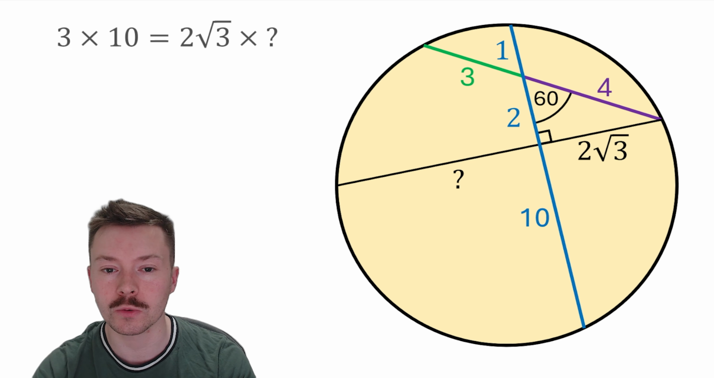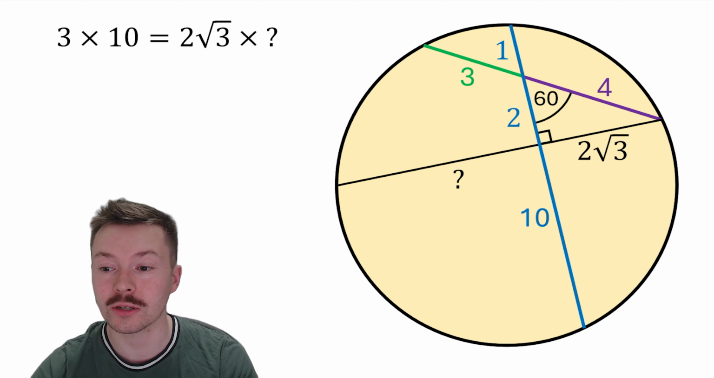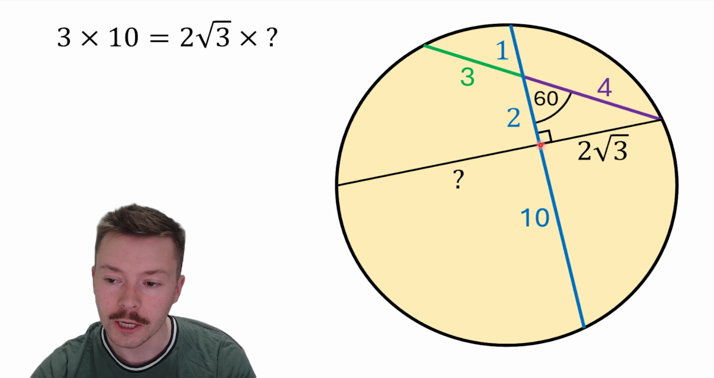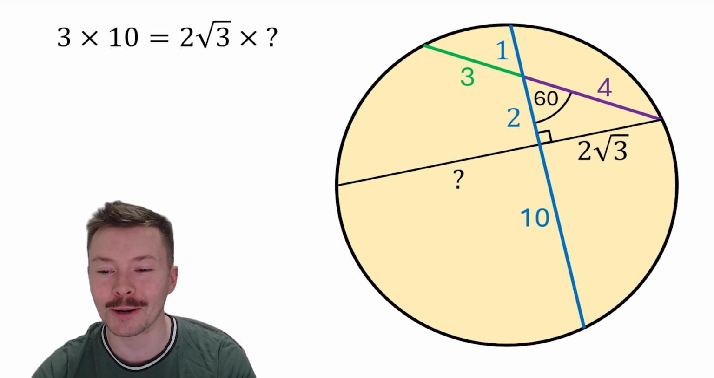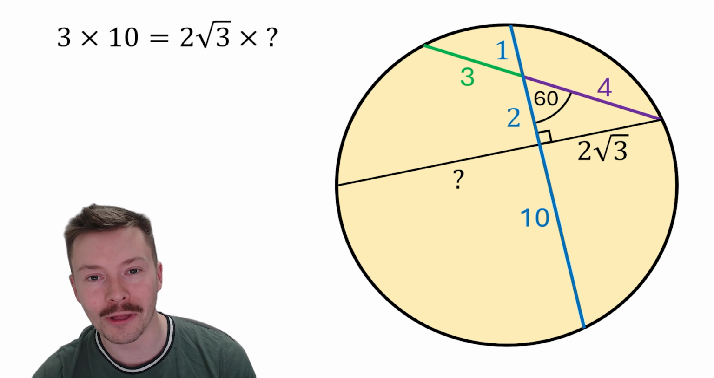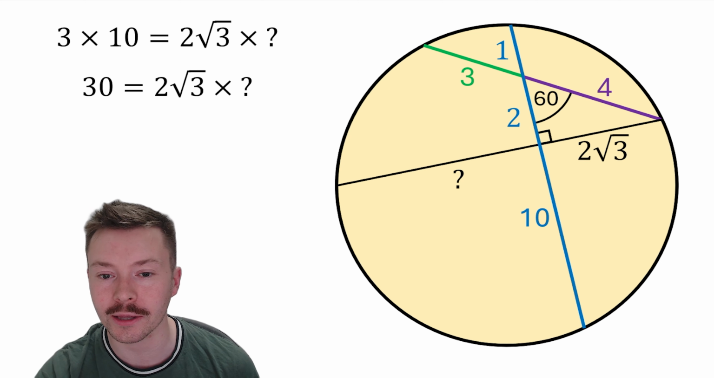So what we're going to do is 3 times 10 is equal to 2 root 3 times that question mark. So you've got circumference to the point of intersection times circumference to the point of intersection is equal to circumference to the point of intersection times circumference to the point of intersection. Right, now that gives us 30 is equal to 2 root 3 times that missing length.